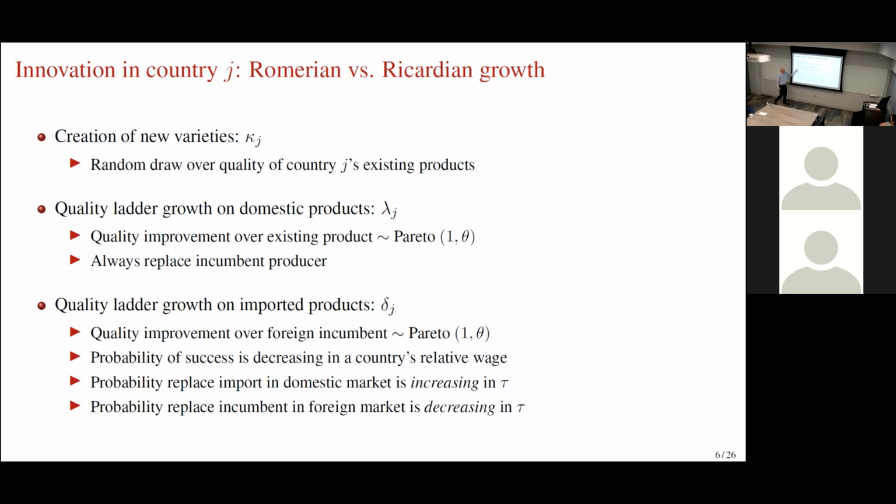Okay, so we have Pareto draws partly because that's going to get more dispersion, but also more dispersion in growth rates, because the data on export growth across products has a lot of dispersion in it. So we didn't want things artificially lumping on one step size, one growth rate in particular.